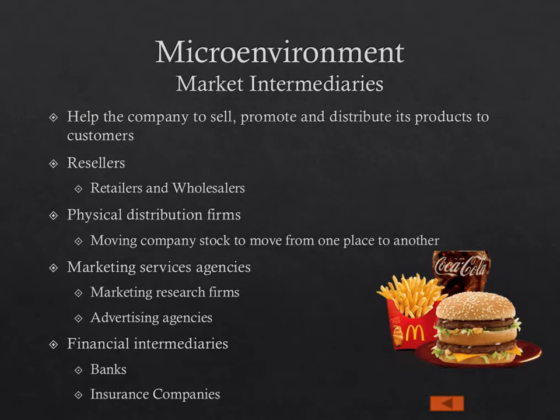Then there are physical distribution firms, which move the company stocks from one place to another. I mean, we usually call them the distributors, right? Then the marketing services agencies. These are the research firms and the advertising agencies, and then financial intermediaries like banks and insurance companies. So these are the major types of intermediaries. Now, if you see over here, we see Coca-Cola with McDonald's, right? So over here, what Coca-Cola is doing is promoting themselves.